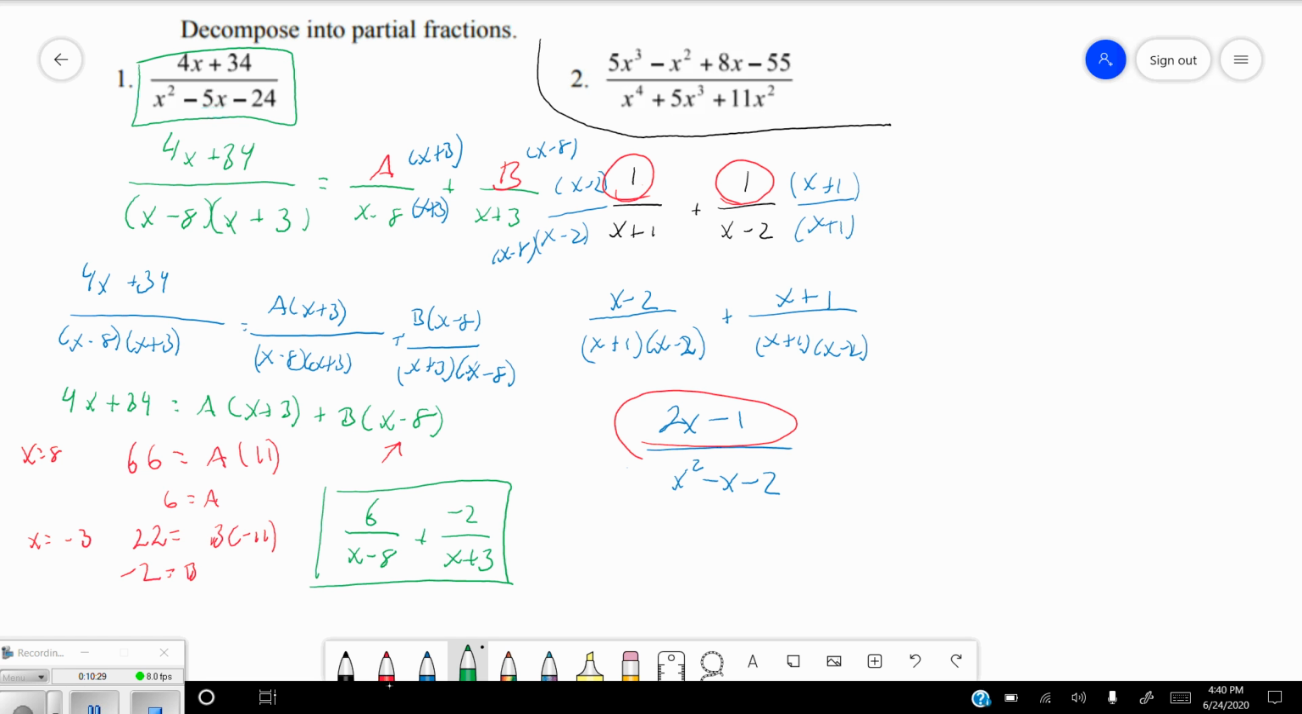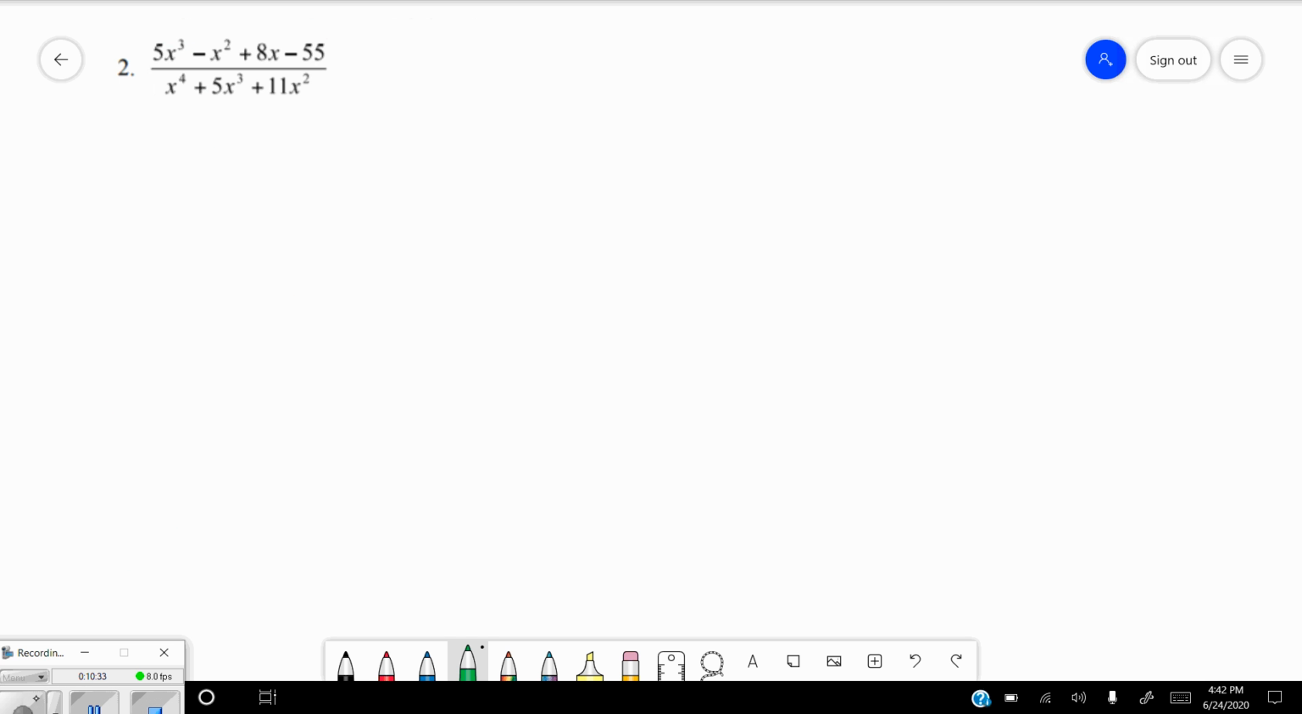All right, the second one is going to take a considerable amount more space, so I'm actually going to transfer this to a different page, and we're going to do it there. Okay, problem number 2. Like I said, this one's going to take a considerable amount more space. It will take more time, and it's definitely going to take more algebra. So let's go ahead and get started.